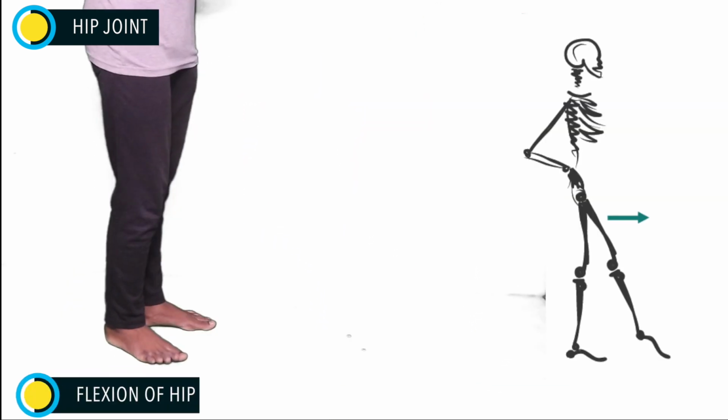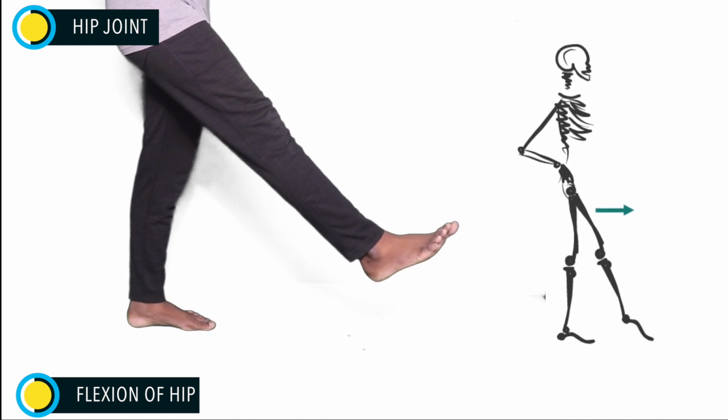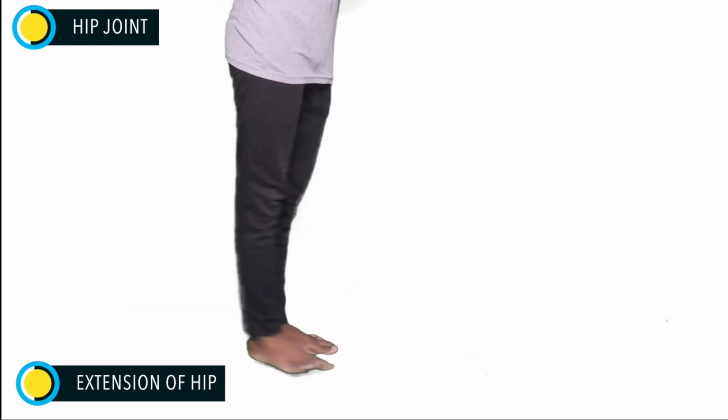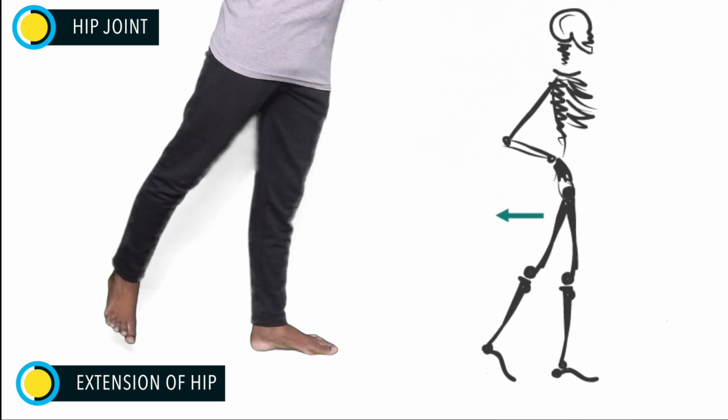So first is flexion. When we take our thigh forward, it is known as flexion of hips, and when we take our thigh backward, it is known as extension of hips. And the third is abduction.